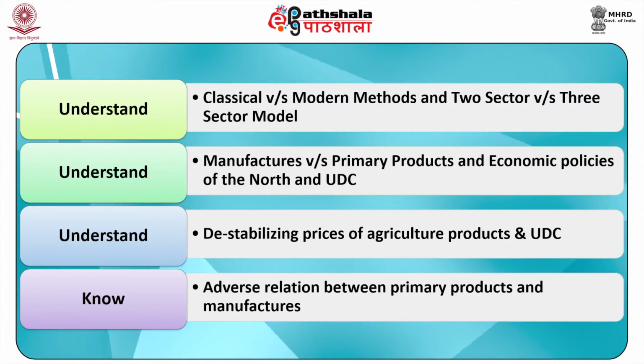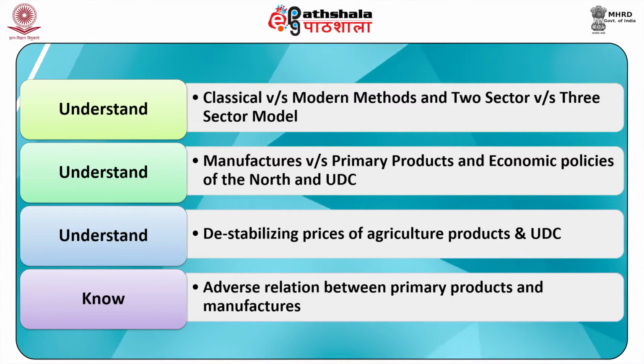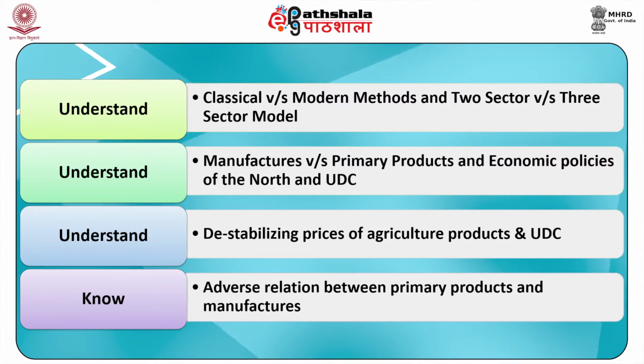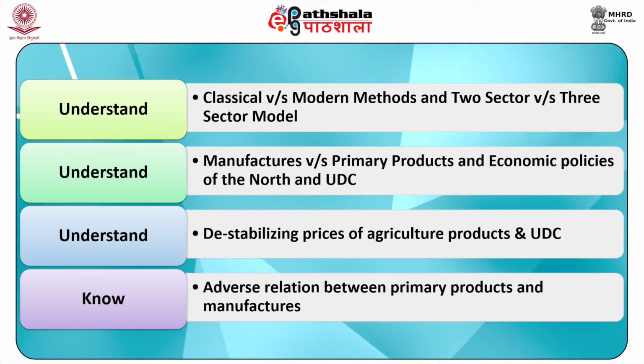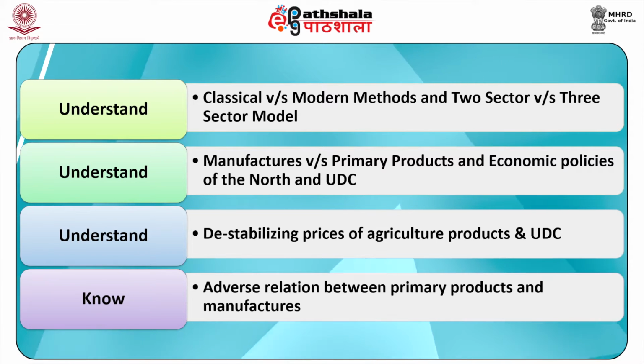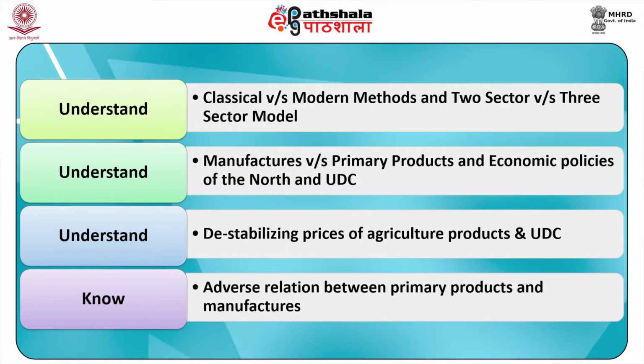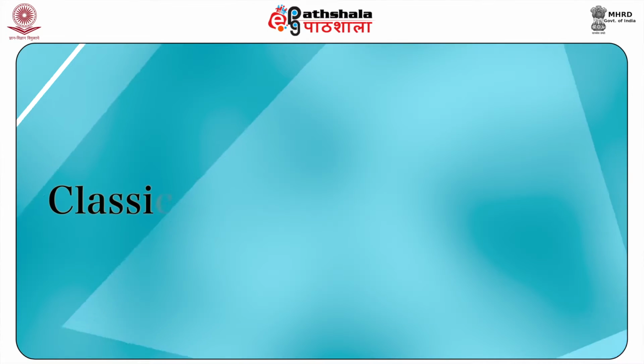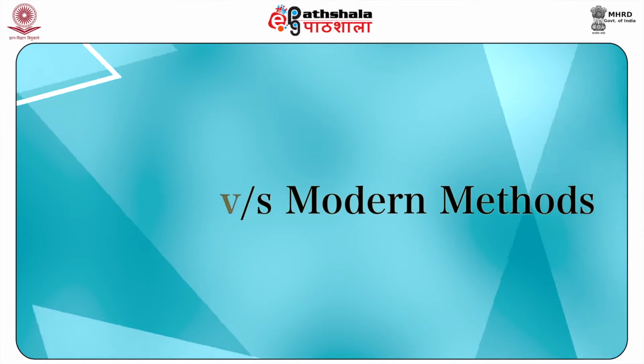After studying this module, you shall be able to understand classical versus modern methods and two-sector versus three-sector model. Understand manufacturers versus primary products and economic policies of the North and UDCs. Understand destabilizing prices of agricultural products and UDCs. Know the adverse relation between primary products and manufacturers. We shall first discuss the classical versus modern methods.